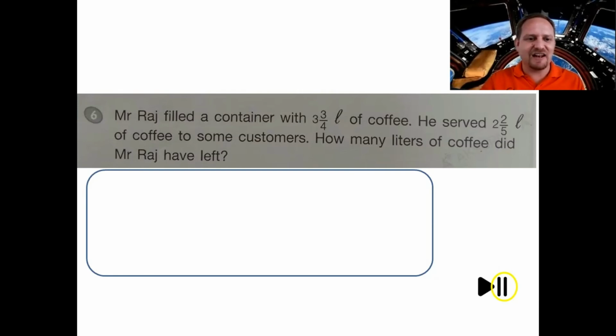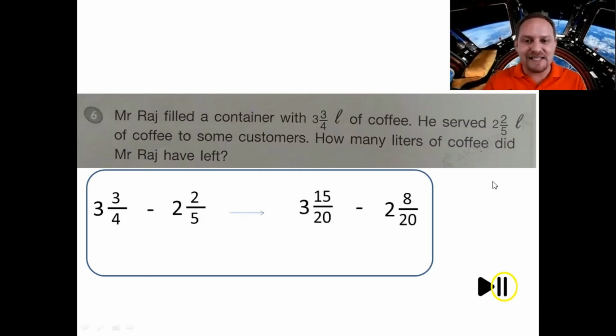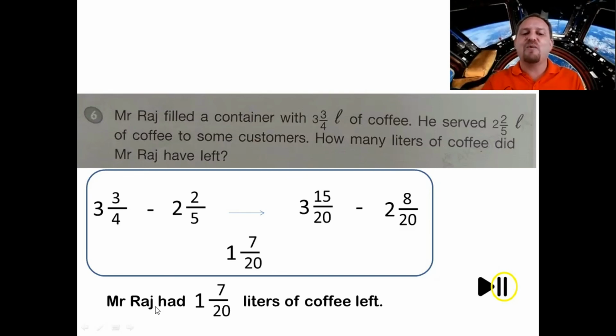Okay, good, and we're back to the last question today, number 6. Again, the key word being served, that means to give away to customers or sell to customers. And so that would say that we need to subtract, don't we? 3 and 3 over 4 minus 2 and 2 over 5. We change the denominators to 20 yet again. That gives us 3 and 15 over 20 minus 2 and 8 over 20, okay, which would give us a total of 1 and 7 over 20. And your sentence should look something like this. Mr. Raj had 1 and 7 over 20 liters of coffee left.